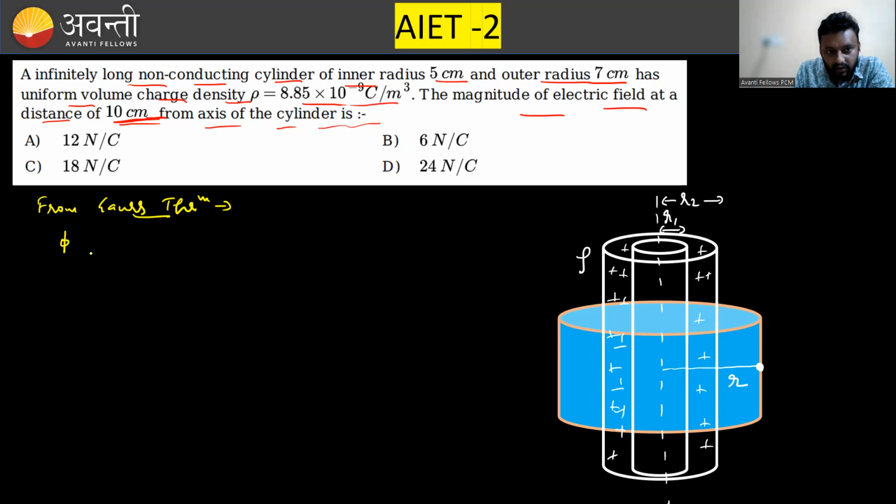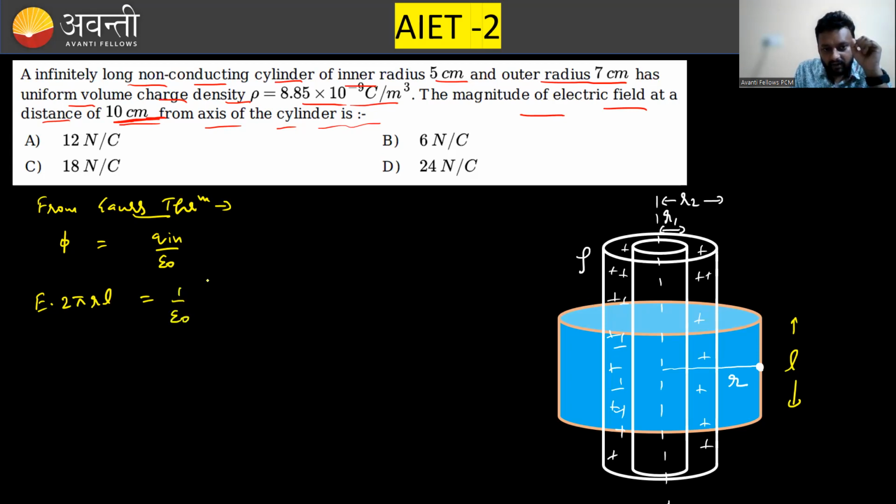What it says: flux total is equal to charge inside divided by epsilon naught. This is the statement of the Gauss theorem. What is the total flux? Let's suppose the field is E and the length of this portion is L. Everybody knows that flux is linked with this curved portion only. Area of this curved portion is 2 pi R L.